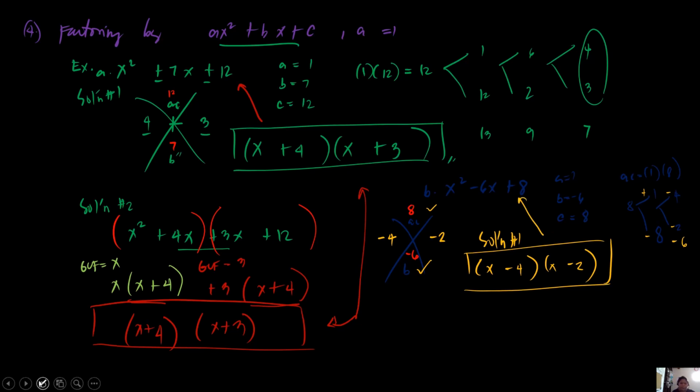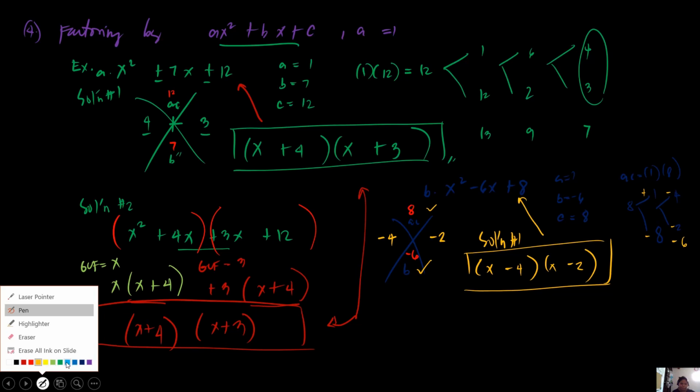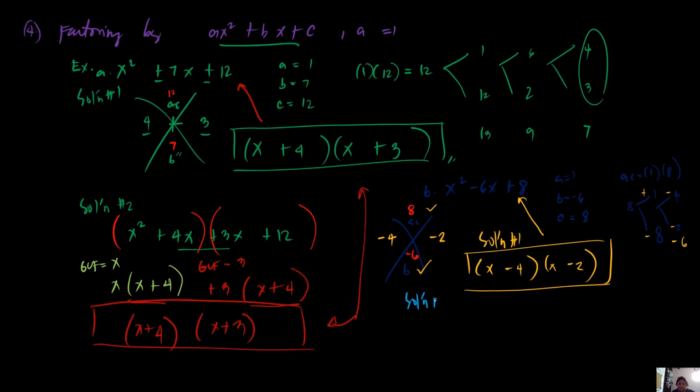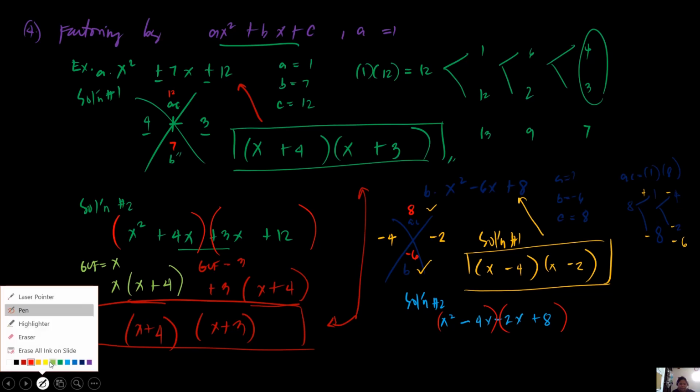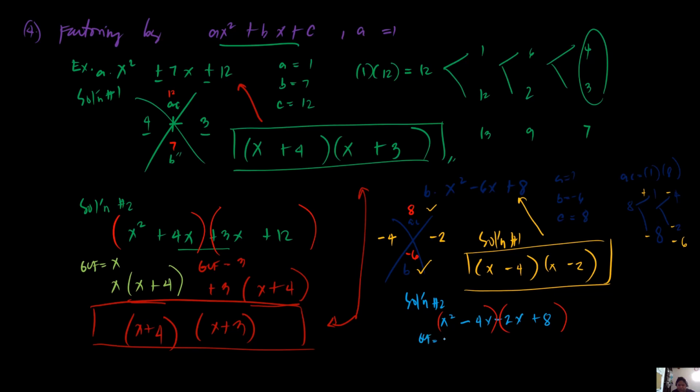Now, let's do the solution number 2. You will have x squared minus 4x minus 2x plus 8. Let's group them. You will have x squared and negative 4x, negative 2x, and 8. Then, let's get the GCF. The GCF of the first group is x, x minus 4. The GCF of the second group is negative 2. We have x minus 4.